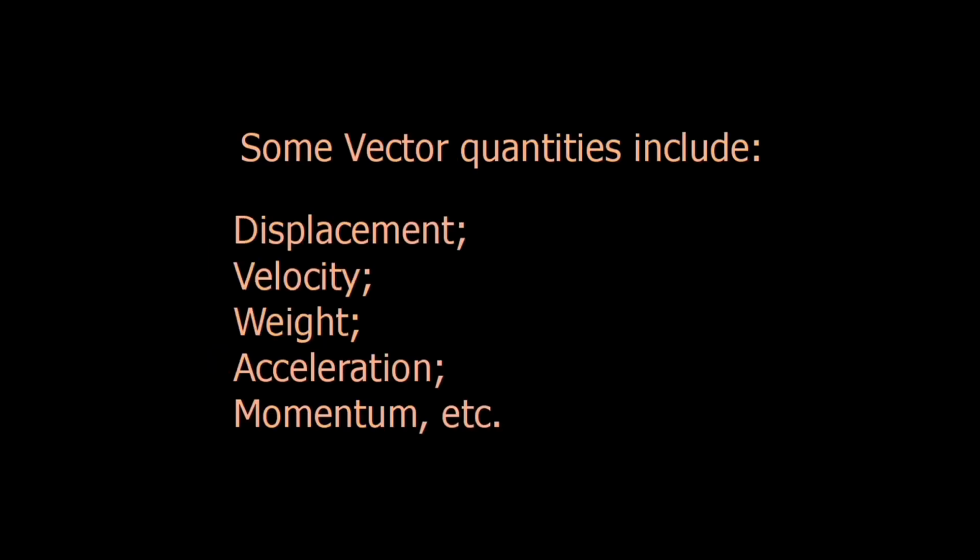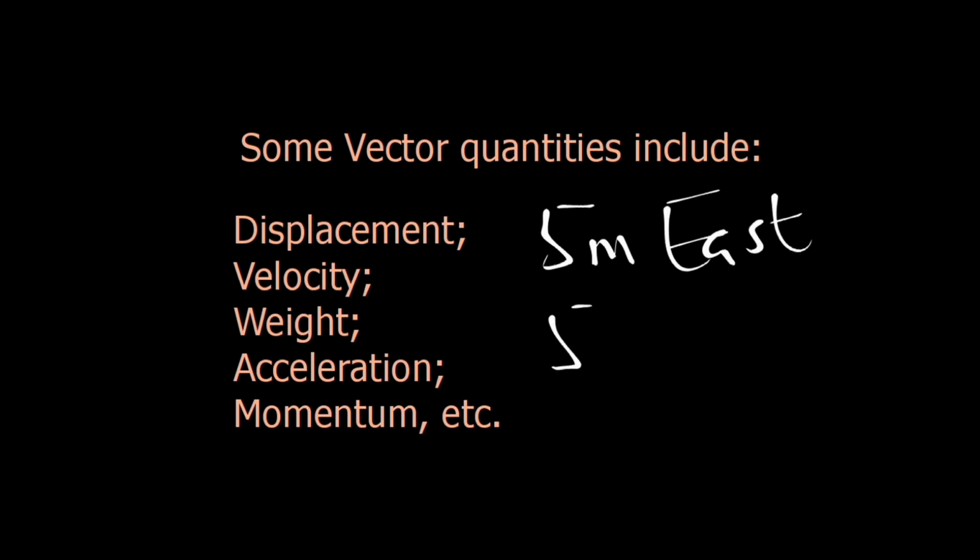Some vector quantities include displacement, velocity, weight, acceleration, momentum. For example, if we write 5 meters, for it to be a displacement, we must write 5 meters, maybe due east, with corresponding direction. 5 meters due east is very different from 5 meters due north, because the direction in both cases is not the same, though the magnitude is the same.